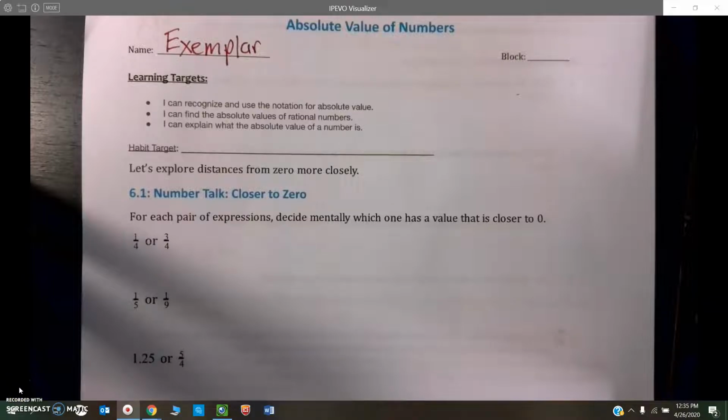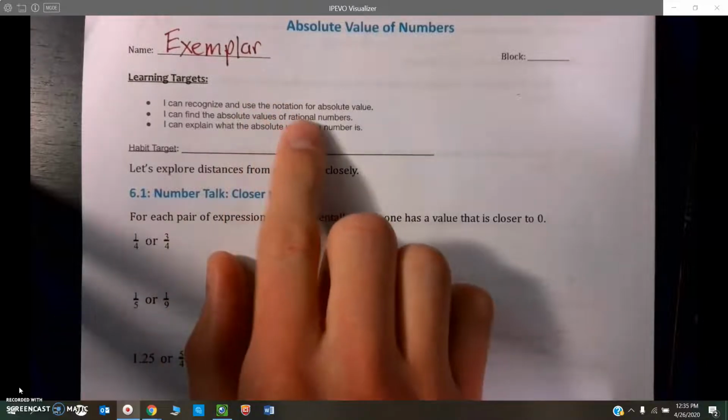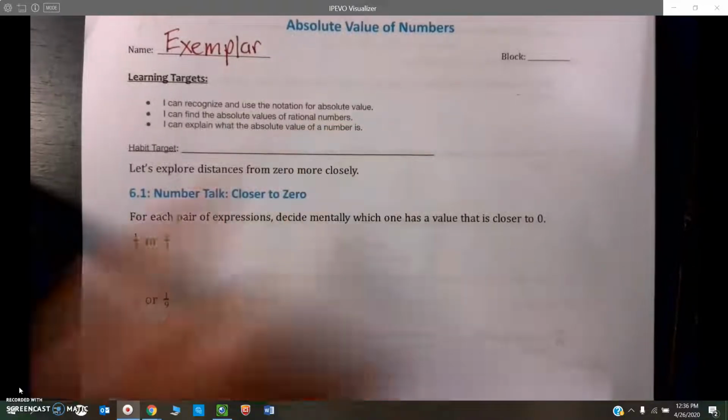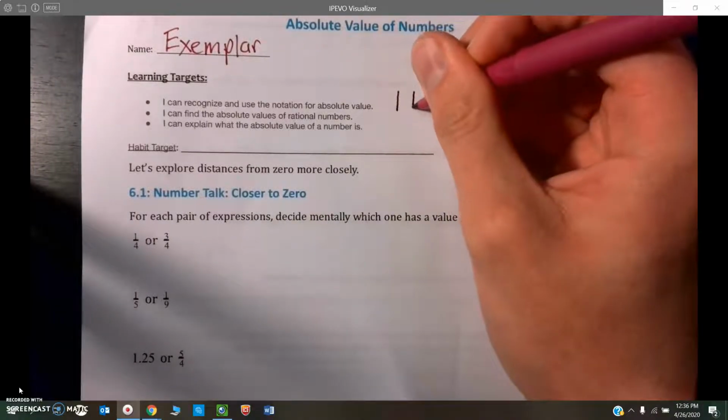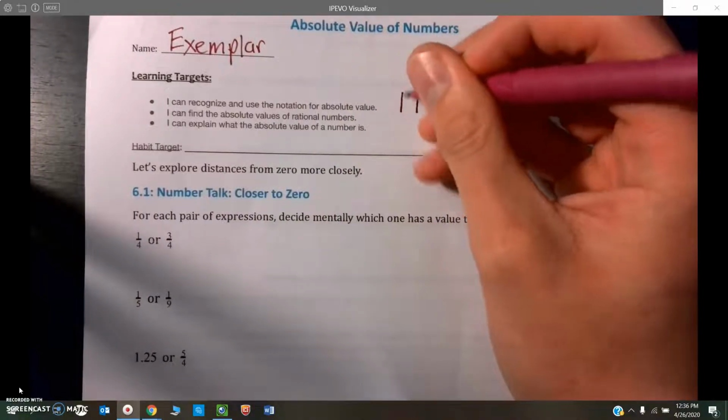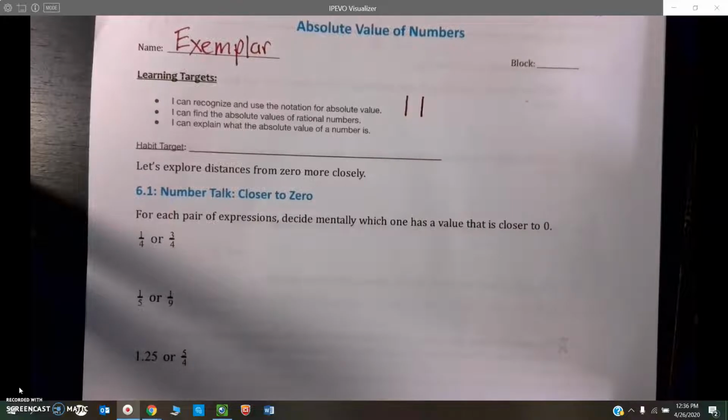Today we're going to be talking about absolute value of numbers. We have 3 learning targets. Number 1, I can recognize and use the notation for absolute value. So the absolute value symbol, as we'll see, is like this: 2 vertical lines surrounding a number.